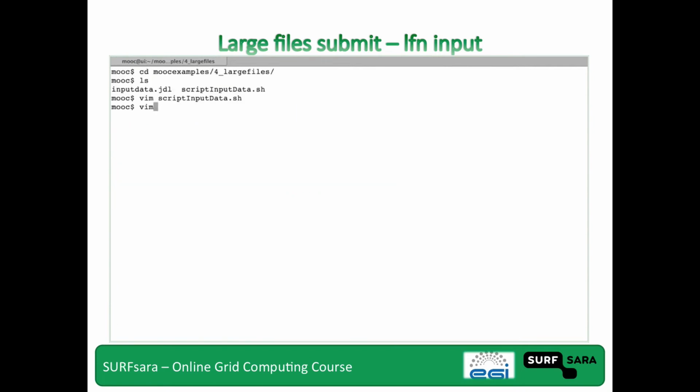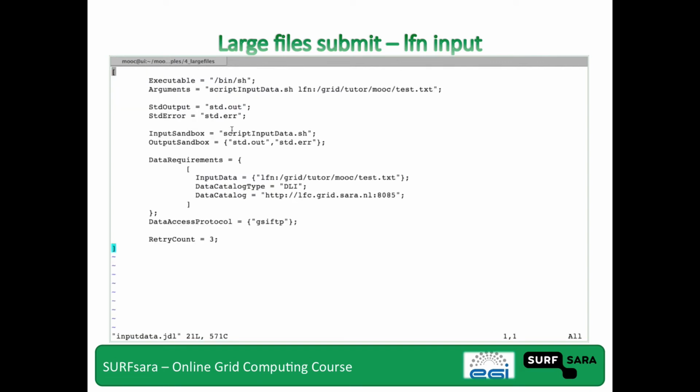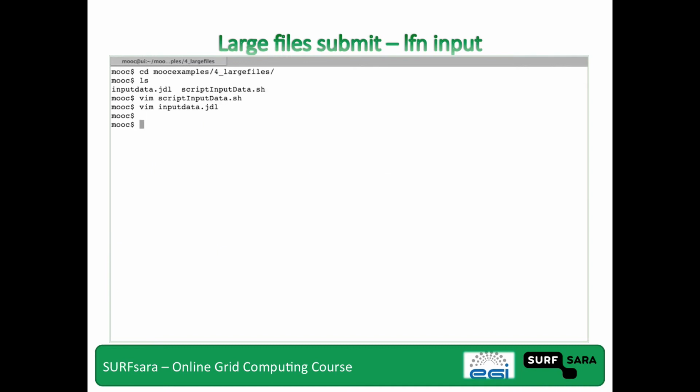Right, we'll take a look at the JDL. Okay, so this should be familiar by now. We have the executable, which is the standard shell, and then we provide as an argument the script that we're going to send with it and the file that we want to run on. So this will be the input. And then we also specify the data requirements, which will be handled by the GSIFTP protocol, and we specify all the locations of where these files are stored.